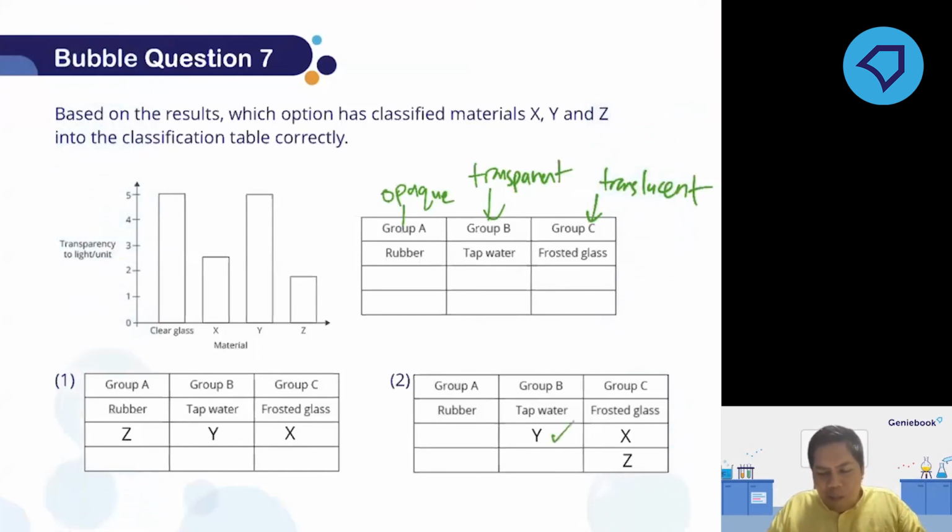And for both X and Z, there are still some units. X is 2 or 2.5 units, and Z is slightly lower, about 2 units, but they still allow some light to pass through. So that's why both X and Z must be in group C together with the frosted glass, which is the translucent group. So the answer is number 2.